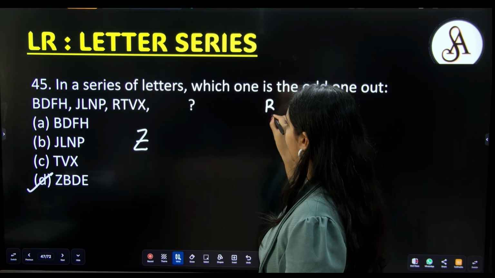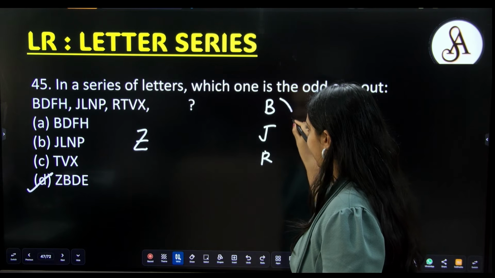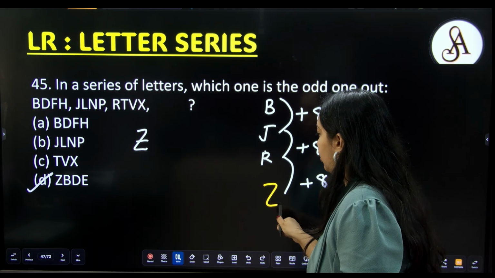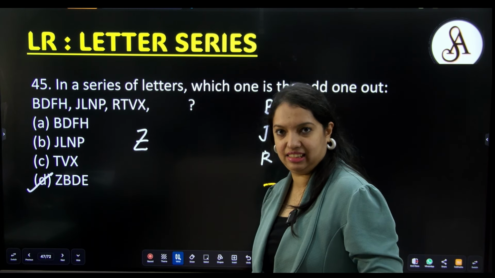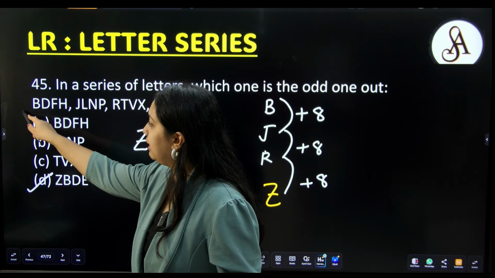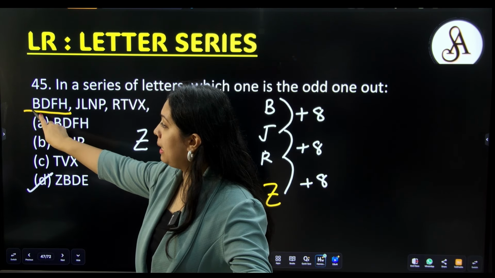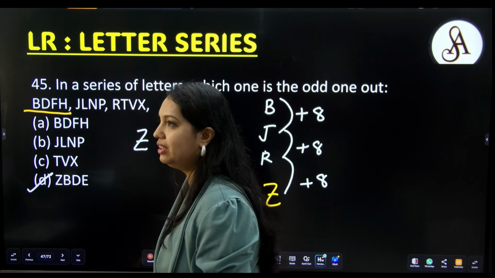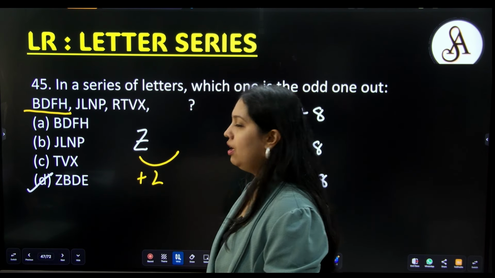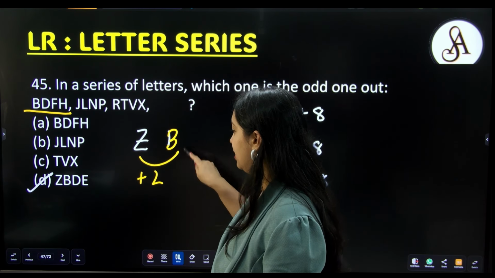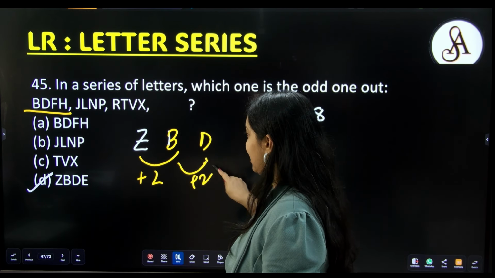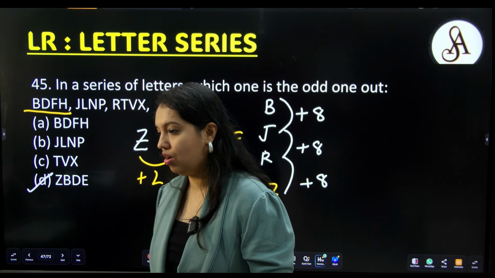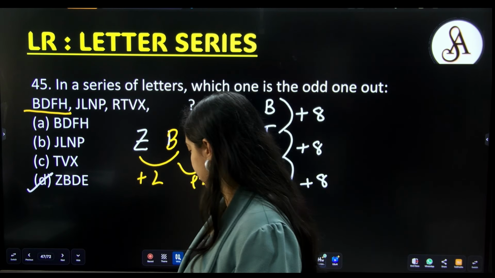So what I did, I took all the first letters, I connected them. It is plus 8, next plus 8, value is going to become Z. After I get Z, which is the first letter, you see horizontally B, C, D, E, F, G, H. 2 plus 2 combination. Check whether plus 2 is working here or not. I am getting Z, A, B, C, D, E, F. So it has to be BDF. Option D, I think there is a printing mistake, but that's the correct answer.